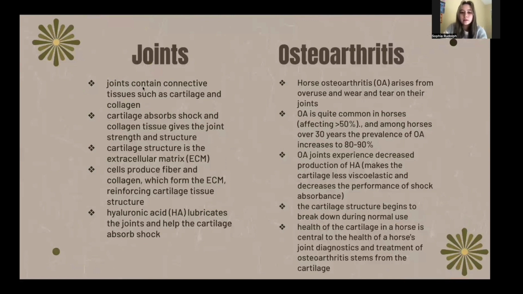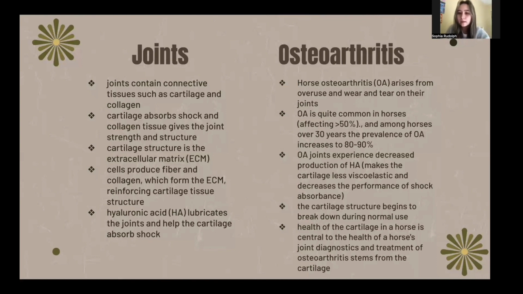So this is some background information. Joints contain connective tissue such as cartilage and collagen. Cartilage absorbs the shock and collagen tissue gives the joint strength and structure. Cartilage structure is the extracellular matrix, also known as ECM. Cells produce fiber and collagen, which form the ECM reinforcing cartilage tissue structure. And hyaluronic acid, HA, lubricates the joint and helps the cartilage absorb shock.